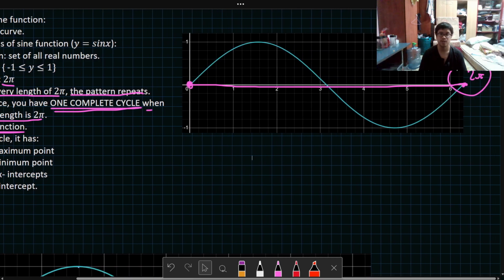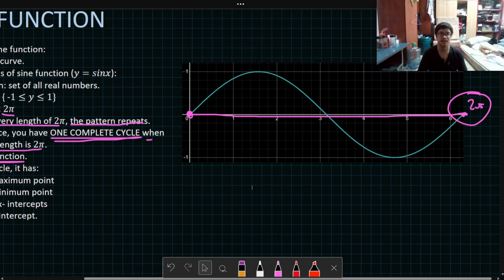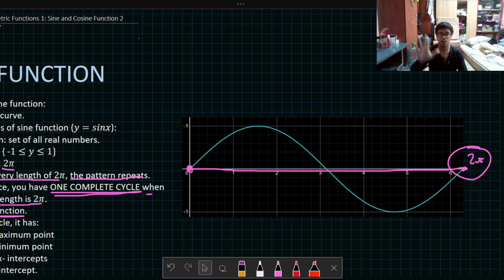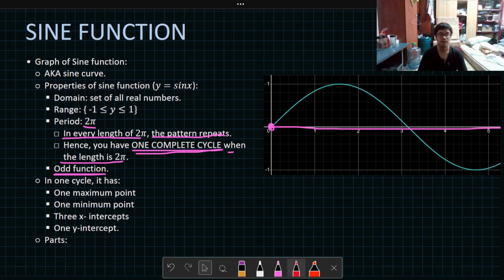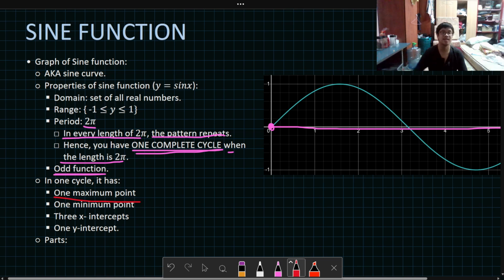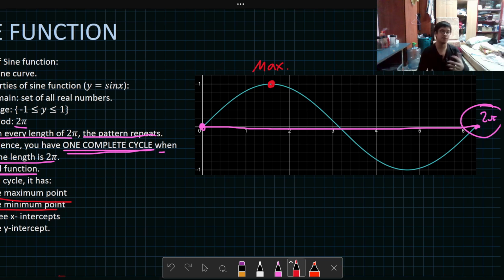Here in one cycle, this graph shows you one complete cycle. So in one cycle, you have, number one, the maximum point, which is basically the peak of the mountain. It's here. This is the maximum point. Then next we have one minimum point, like the peak of the mountain but in reverse. So here is the minimum point.